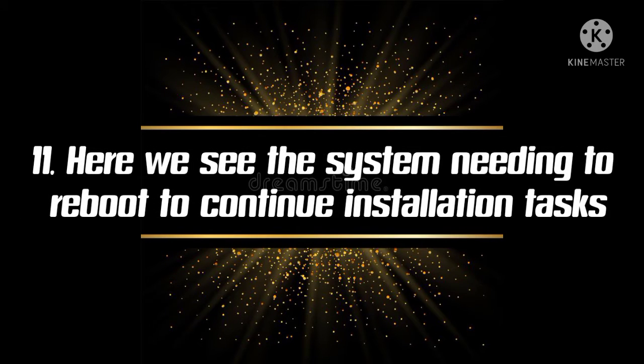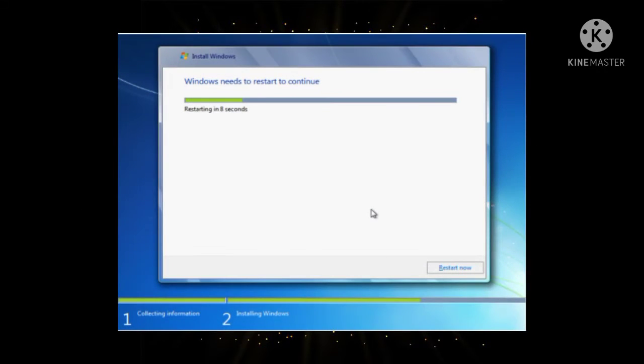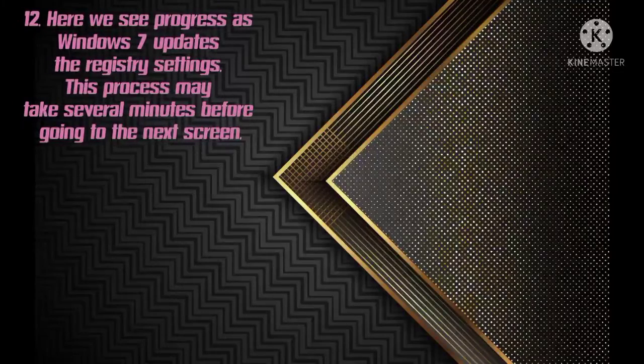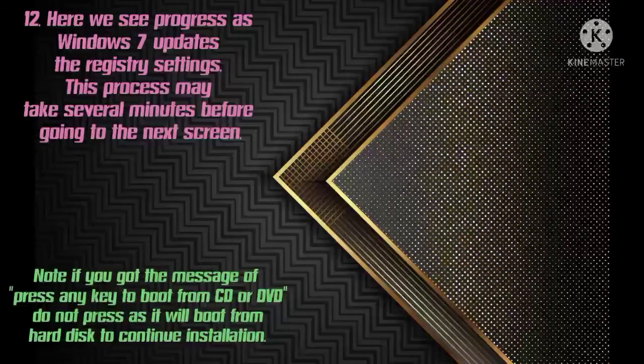Another step. Here we see the system needing to reboot to continue the installation task. So for this step, we can now continue rebooting our OS. Another step. Here we see progress as Windows 7 updates the registry settings. This process may take several minutes before going to the next screen.